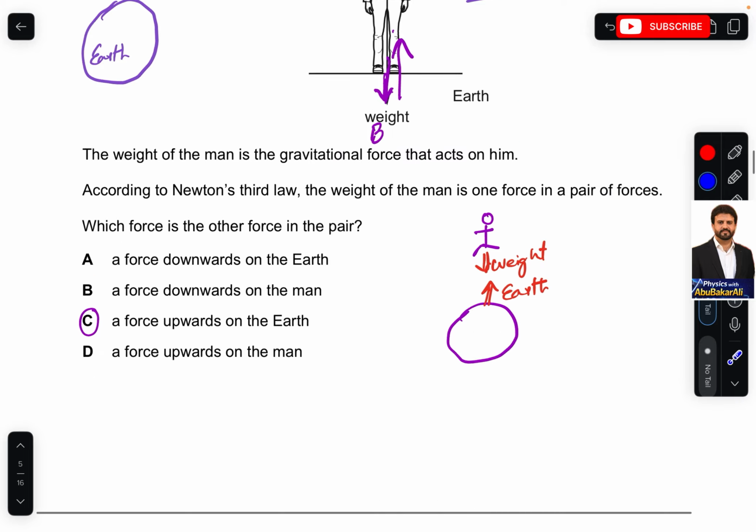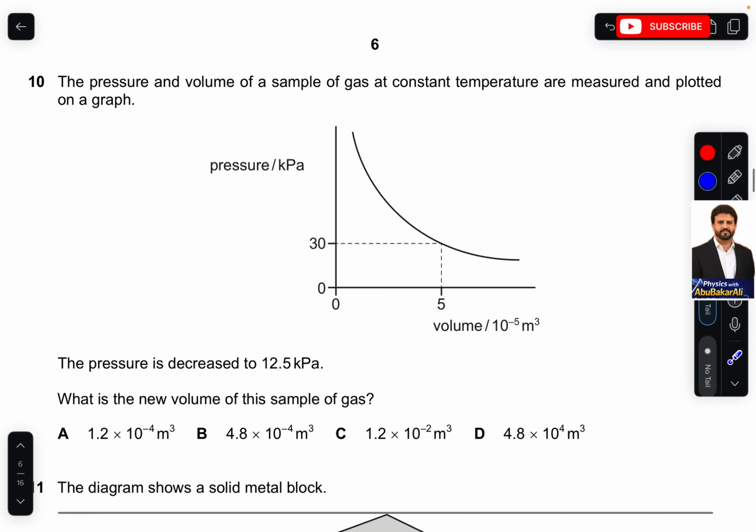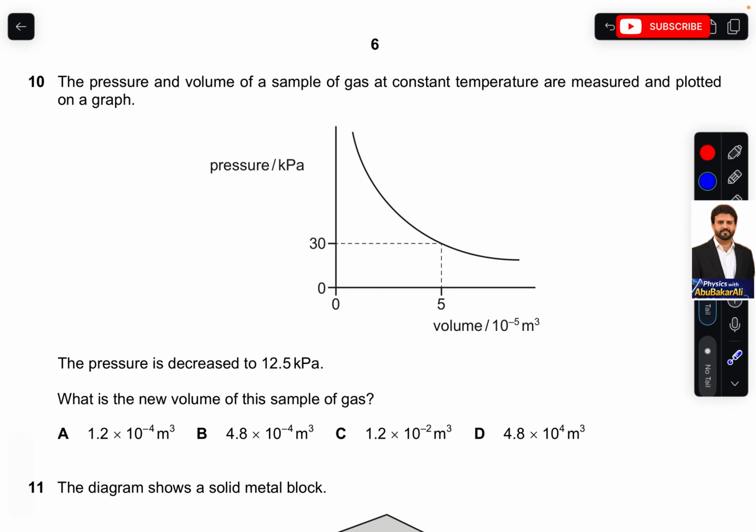Let's move forward. Question 10. The pressure and the volume of a sample of gas at a constant temperature are measured and plotted on a graph. The pressure is decreased to 12.5 kilopascal. What is the new volume of the sample of gas? We just have these values from the graph and this one value. So you have to keep in mind the relation P1V1 equals P2V2. For any two quantities that are inversely proportional to each other, their product will always remain constant. Okay, so this is the basic concept behind it.